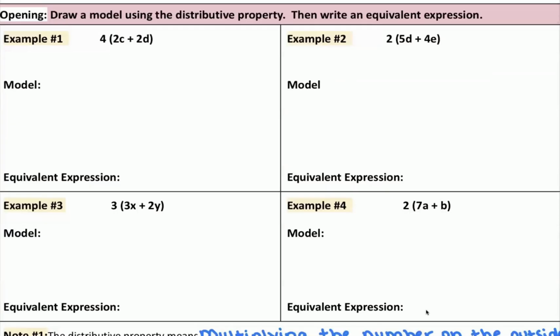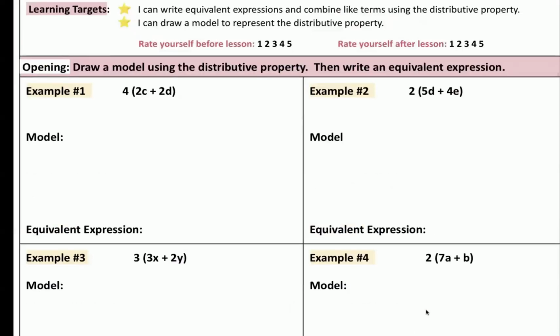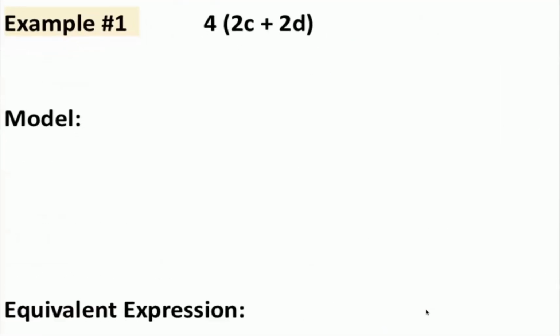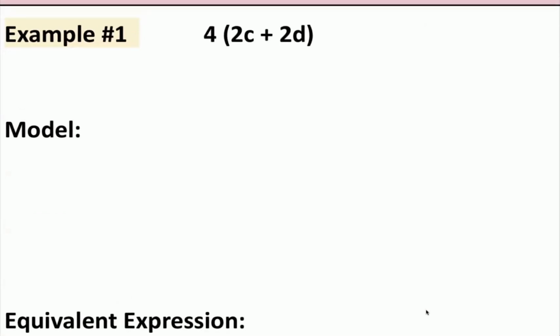Our opening says, draw a model using the distributive property, then write an equivalent expression. Let's zoom in on example number 1. When we're drawing a model using the distributive property, we can think of the number on the outside of our parentheses, this is our coefficient, as telling us how many groups there are. So in this example, we have 4 groups of 2C plus 2D.